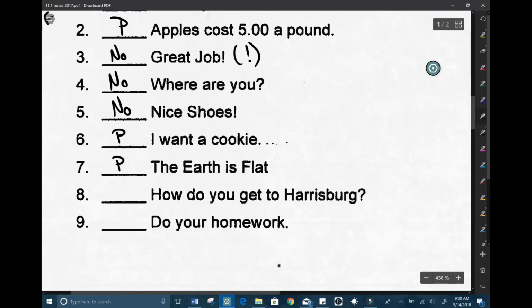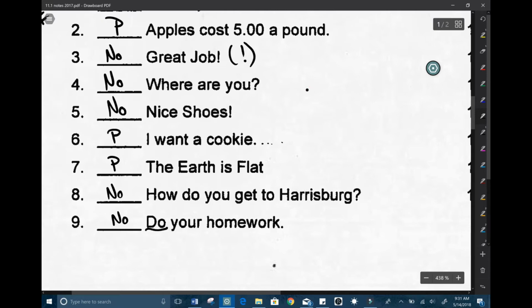Okay. How do you get to Harrisburg? That is not a proposition because it is a question. Do your homework. That's a command, so also no. So things like do, those are commands, so those are not.